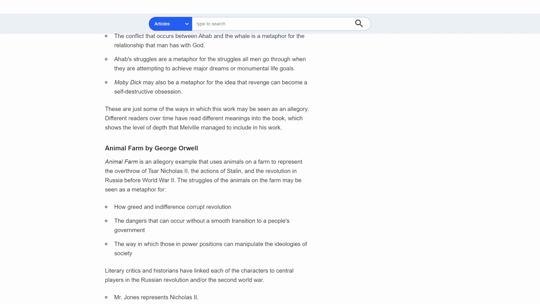Animal Farm, George Orwell. This is what I was talking about earlier, the idea that some people take certain things out of an allegory while others don't. Animal Farm is an allegory that uses animals on a farm to represent the overthrow of Tsar Nicholas II, the actions of Stalin and the revolution of Russia before World War II. The struggles of the animals on the farm may be seen as a metaphor for how greed and indifference corrupt a revolution, the dangers that can occur without a smooth transition to a people's government, and the way in which those in power positions can manipulate the ideologies of society.